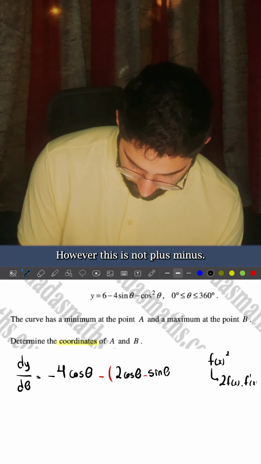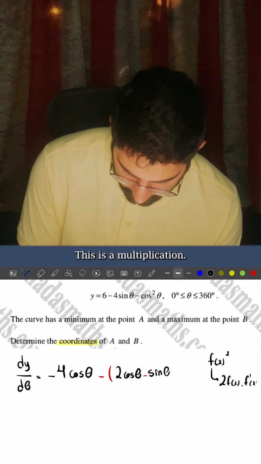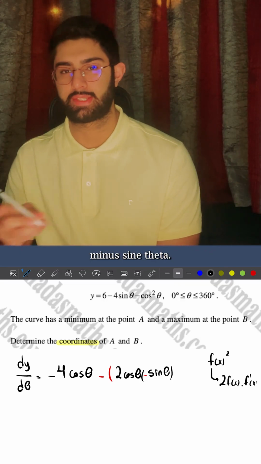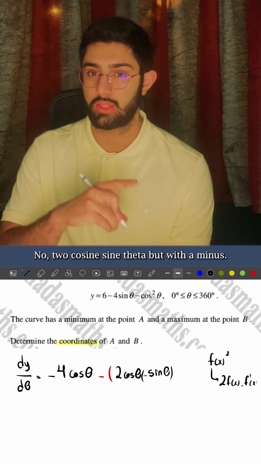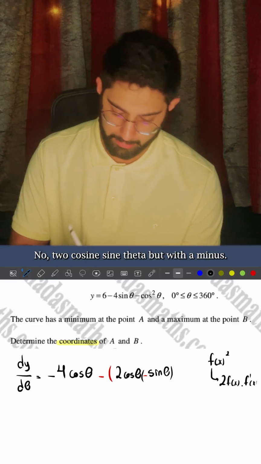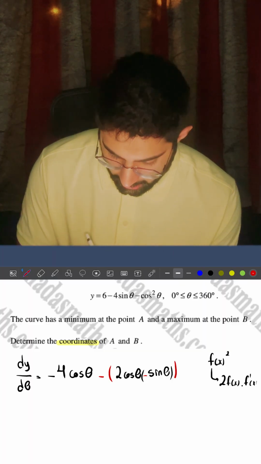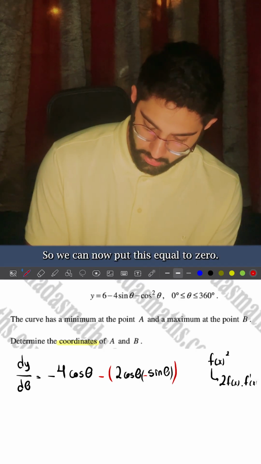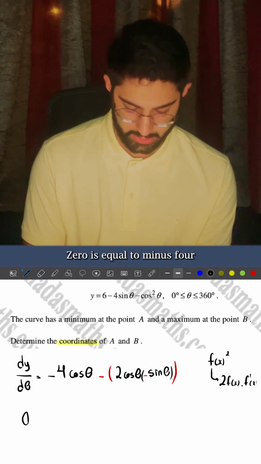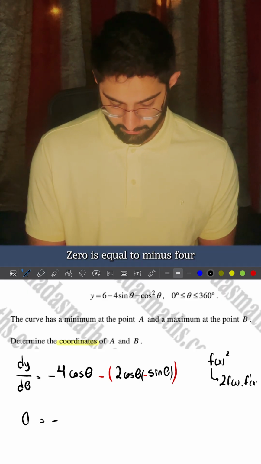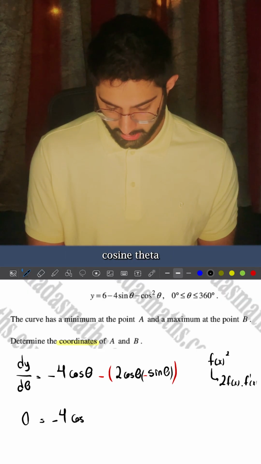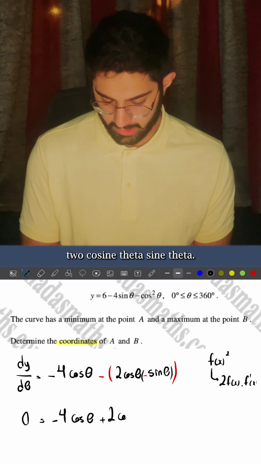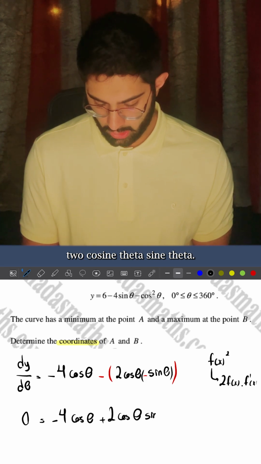However, this is not plus or minus, this is a multiplication. So don't think this is 2 cosine minus sine theta. No, it's 2 cosine theta sine theta, but with a minus. This is where students make very common mistakes. So we can now put this equal to 0. 0 equals minus 4 cosine theta. Minus times minus gives us plus 2 cosine theta sine theta.